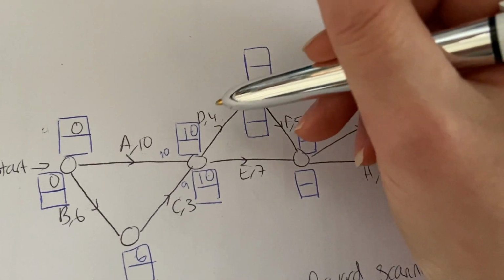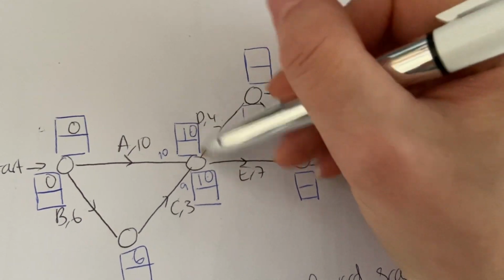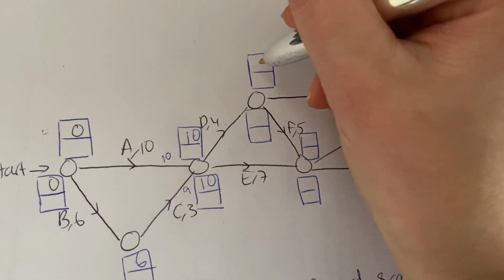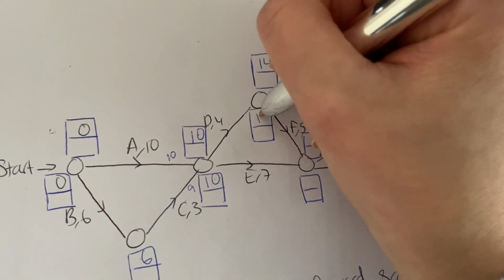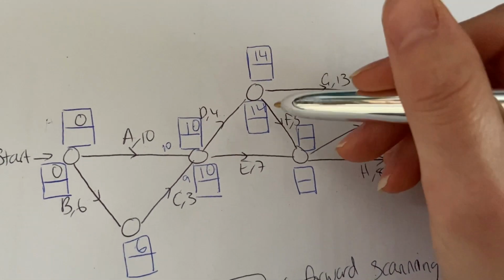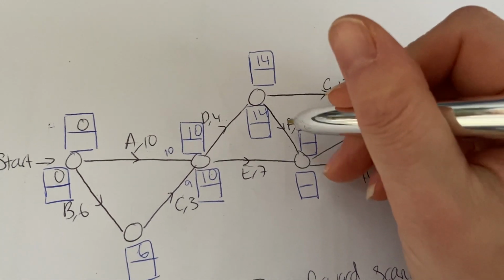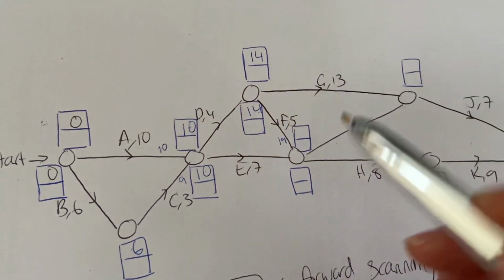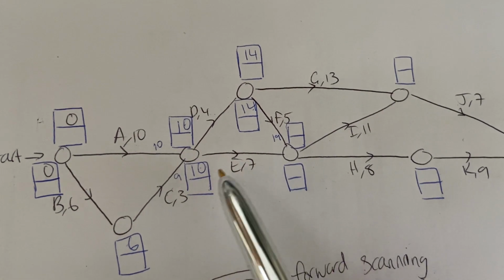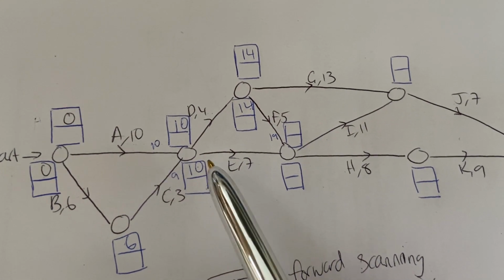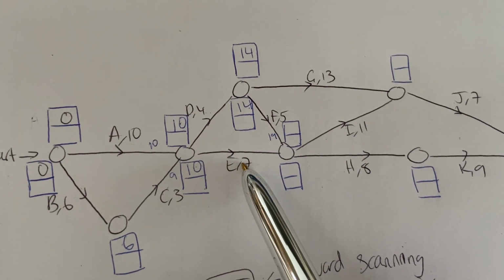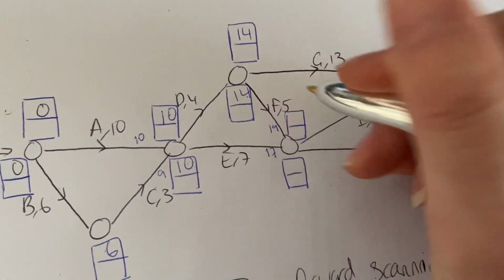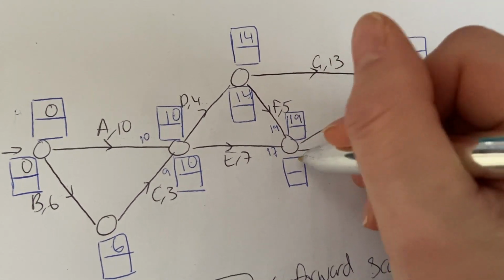Let's go up here. These are both the same, so it doesn't really matter which box you look at. So 10 plus 4 is 14. They're both going to be 14. And then down here, you've got another two paths. So we're going to do 14 plus 5 is 19. And then we look down here at E's edge. The start of E is 10, that's the earliest you can start it, plus the time. So 10 plus 7 is 17. 19 and 17. 19 is the biggest number. Put them in both boxes.